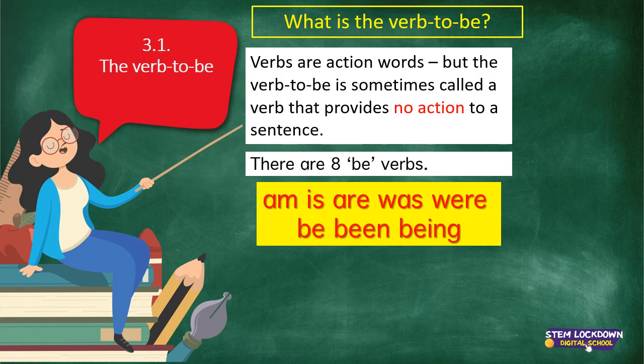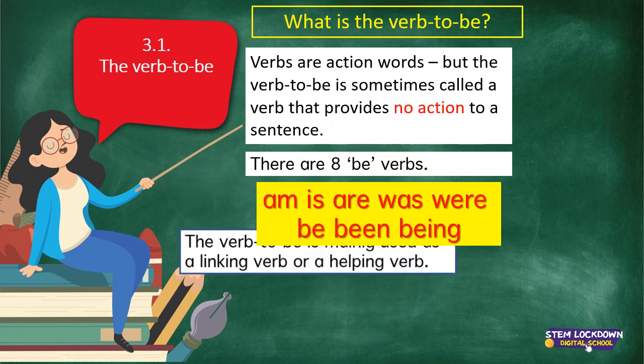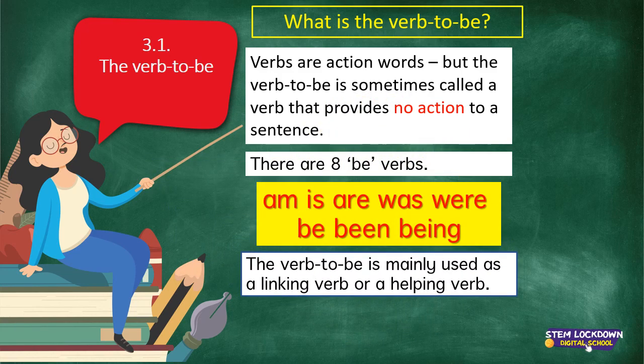Here they are. You all recognize these. Am, is, are, was, were, be, been, being. Right, the 8 be words. Did you notice that I called them the be verbs? Sometimes they're called the be verbs and sometimes they're called the verb to be. So, let's carry on. The verb to be is mainly used as a linking verb or a helping verb, which we'll find out in a minute.